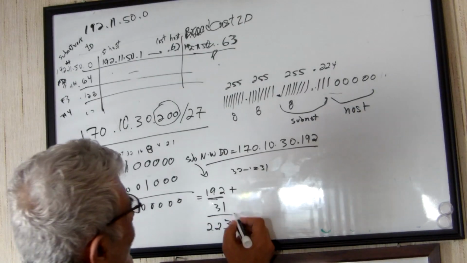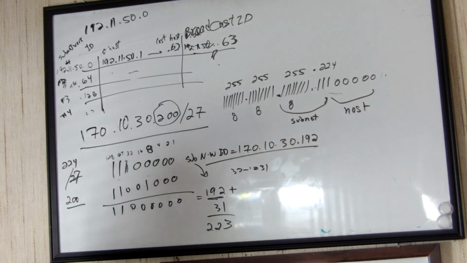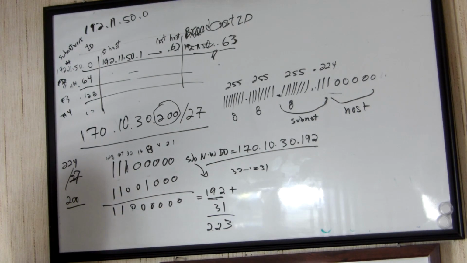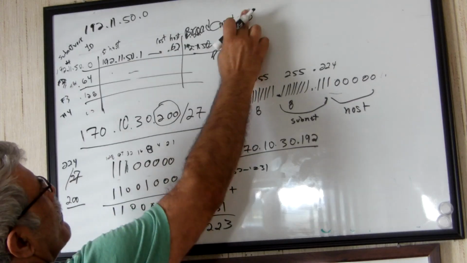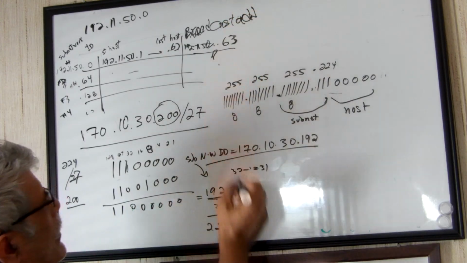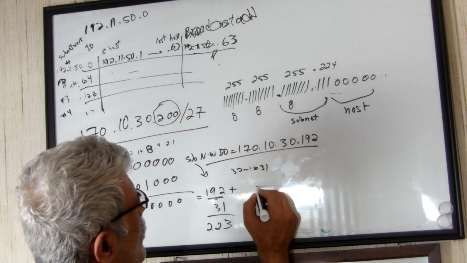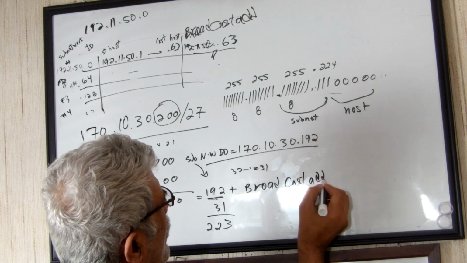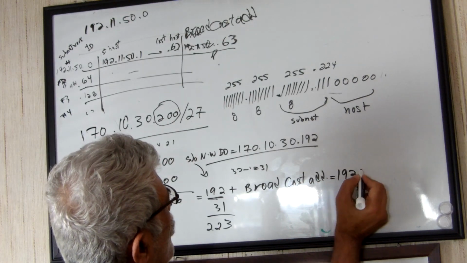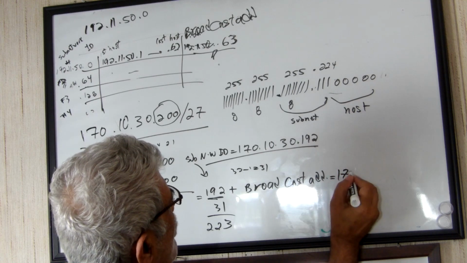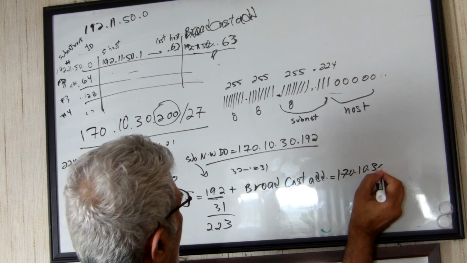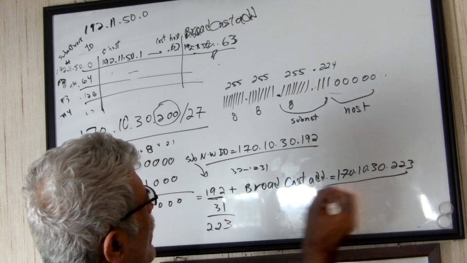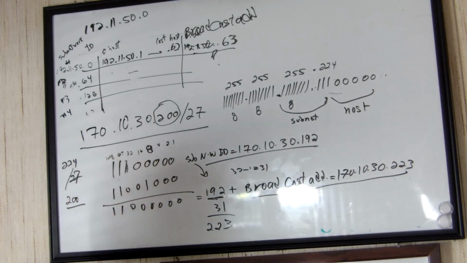So the answer to the question you were asking, what is the subnet broadcast address? We want the broadcast address. Okay, it's going to be 223 at the end. So the broadcast address is going to be 170.10.30.223. This is the broadcast address for this.